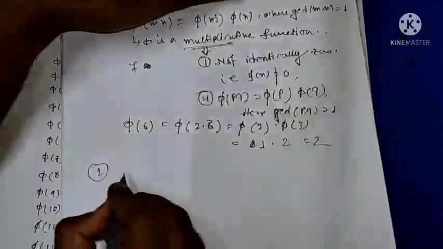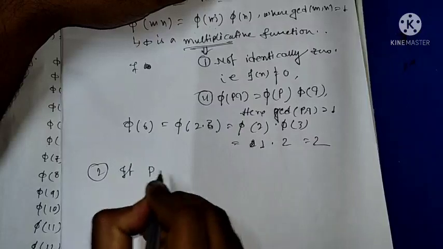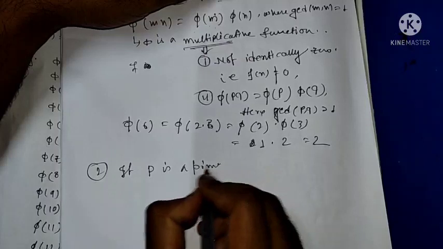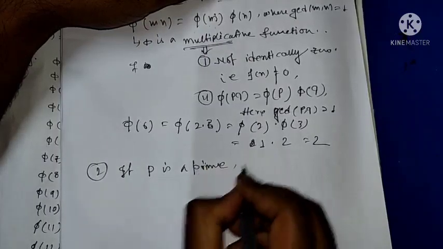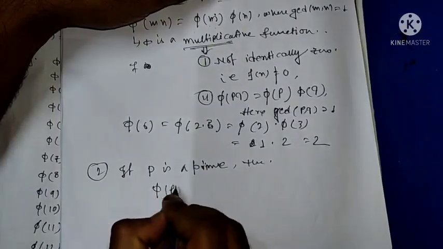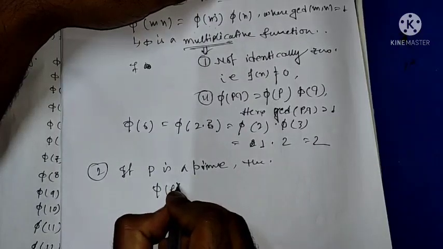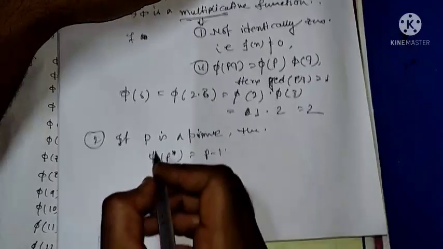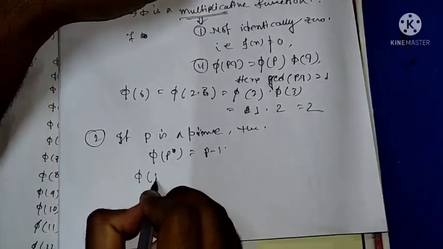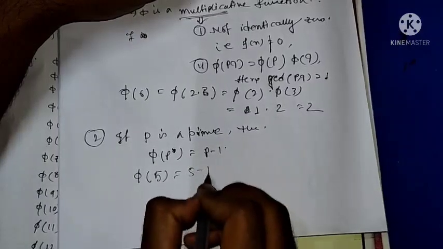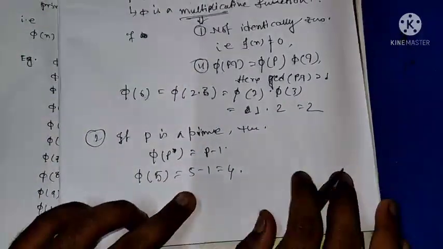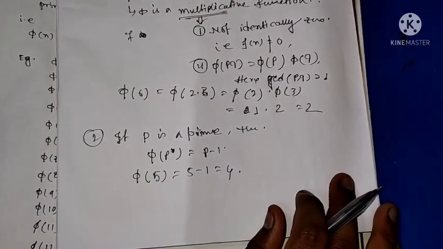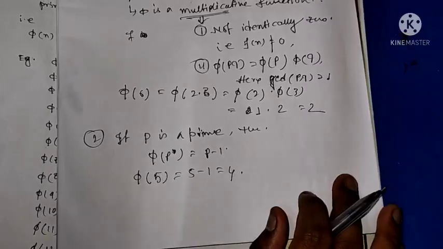Second, if p is a prime, then phi of p is equal to p minus 1. By using this result we can find phi of 5 is equal to 5 minus 1, 4. That is, there are 4 natural numbers which are less than 5 and co-prime with 5.